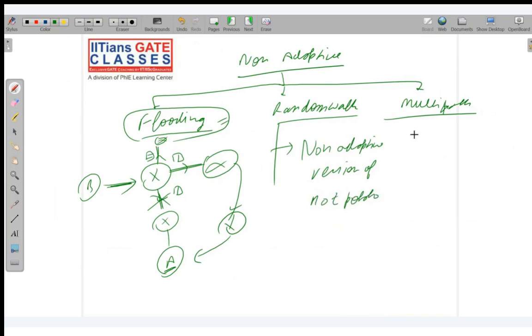Okay. Yes. Next is multipath. Multipath is a non-adaptive version of delta routing.